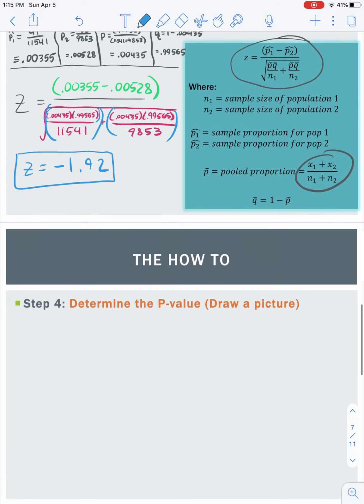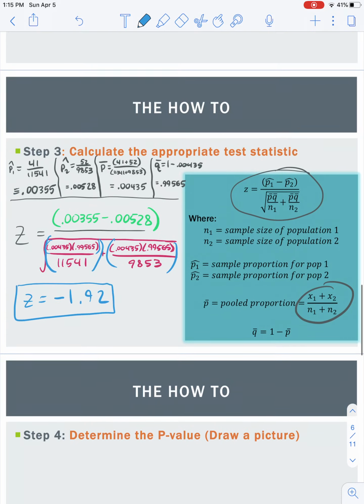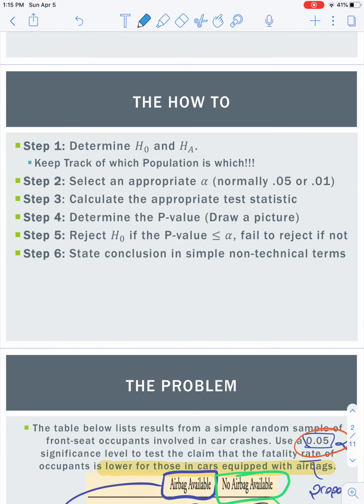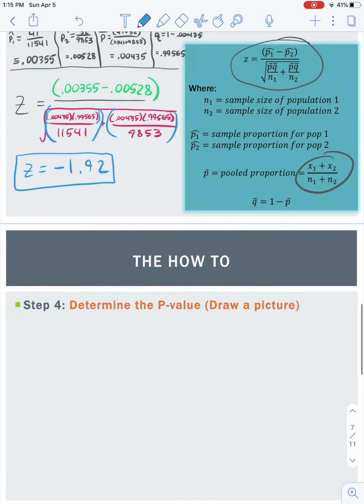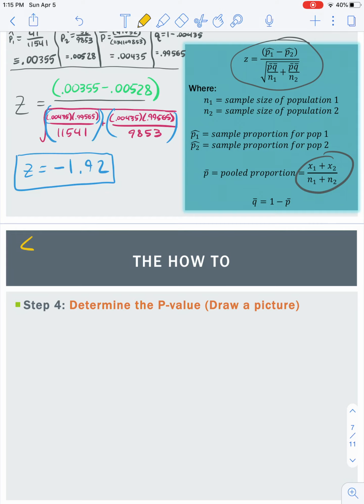And then I'm going to come down here, and the rest should be a little bit easier. We're going to follow the same rules we did last unit, where if it's a less than, we'll shade to the left. So maybe I'll put that in here. If it's a less than, we're going to go to the left. If it's a greater than, we're going to go to the right. If it's a not equal to and positive, we're going to go to the right times 2. If it's a not equal to and a negative, we're going to go to the left times 2.